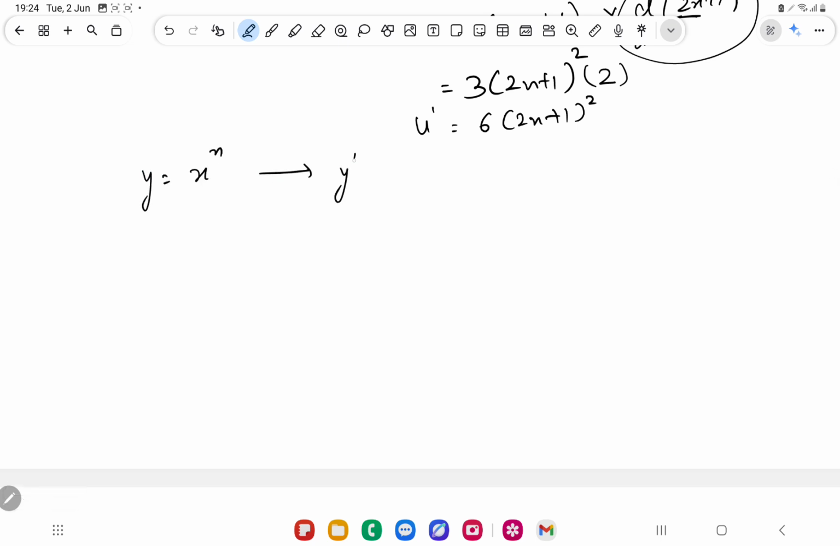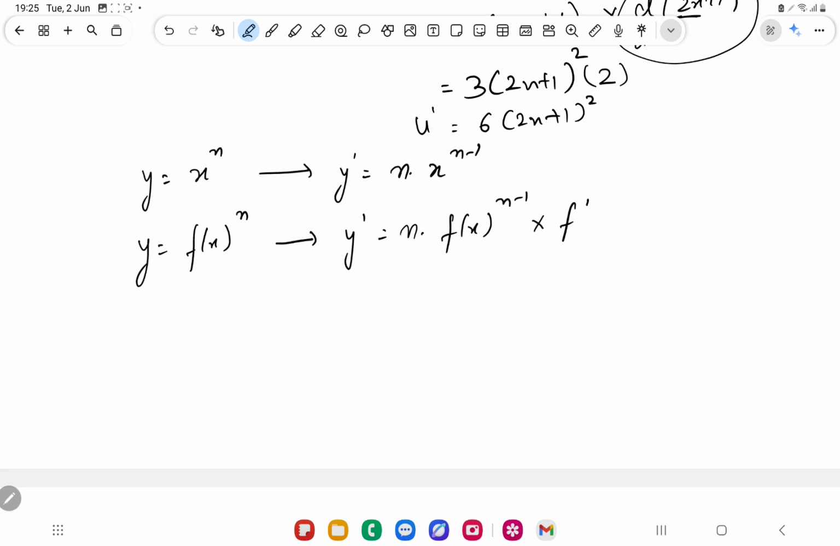So my power rule says the derivative of x to the power n is n x to the power n minus 1. But what if I have any function to the power n? So my derivative again will be using the power rule. It will be n into f(x) to the power n minus 1, multiplied by the derivative of that f(x).